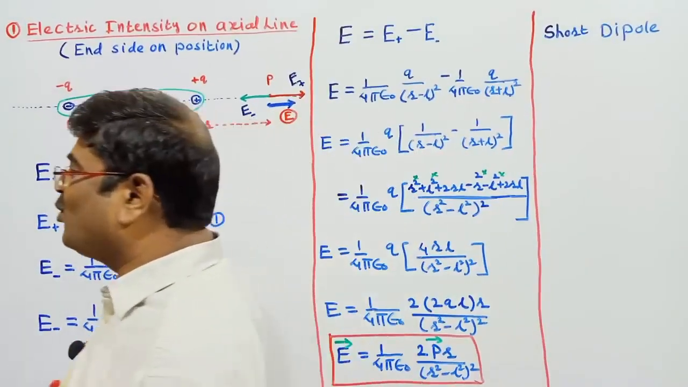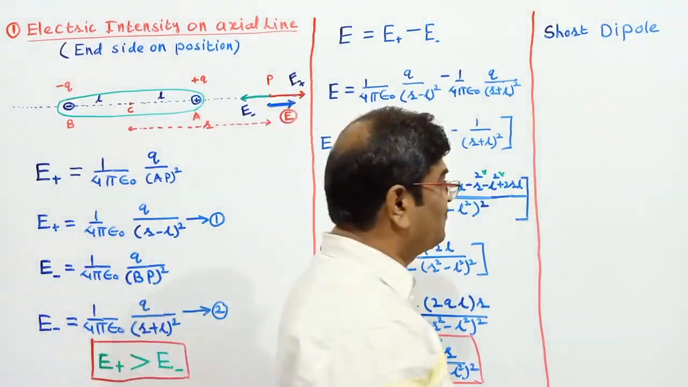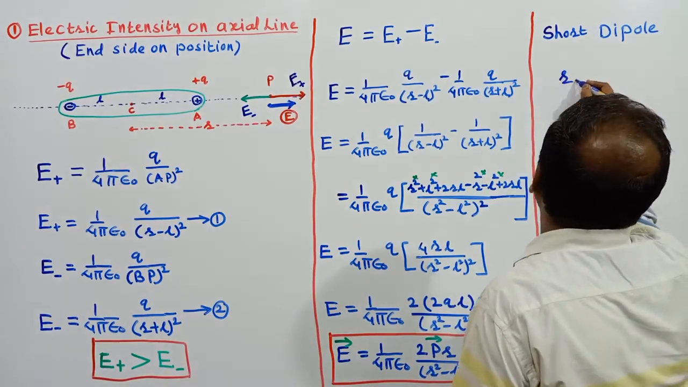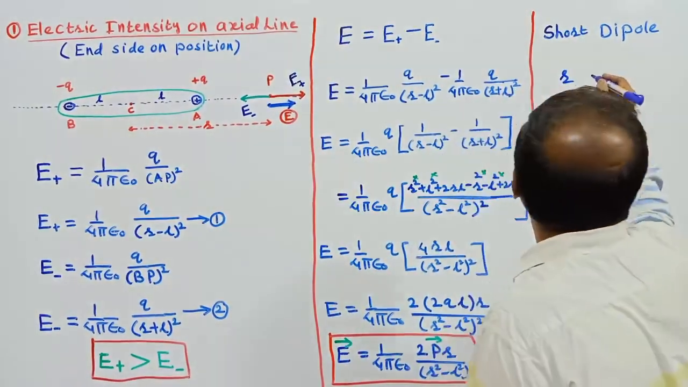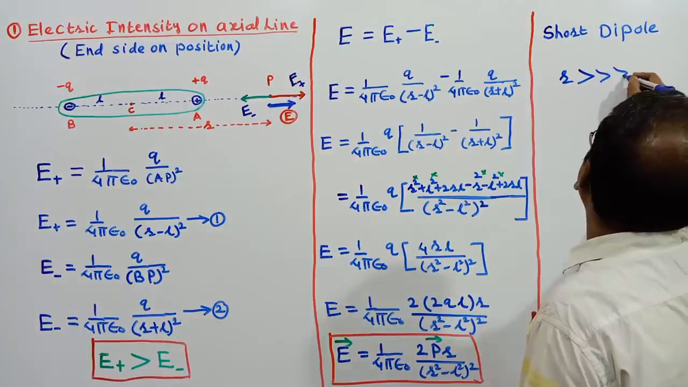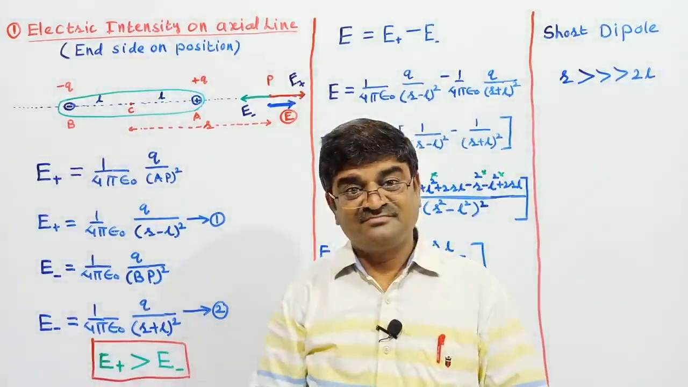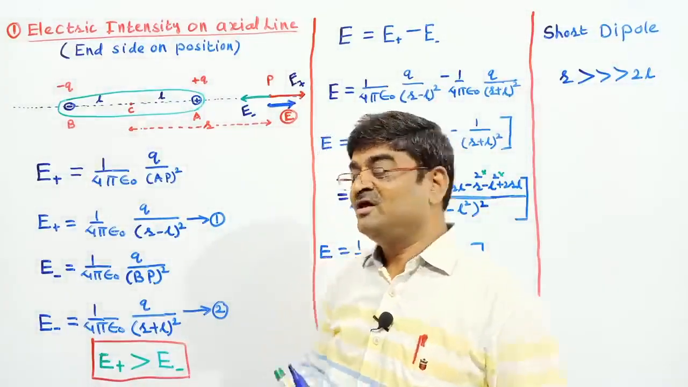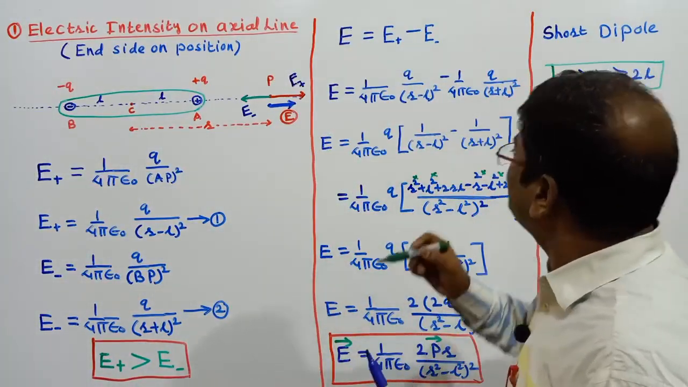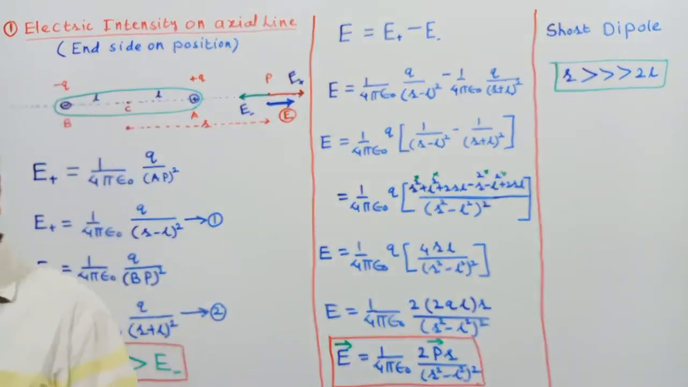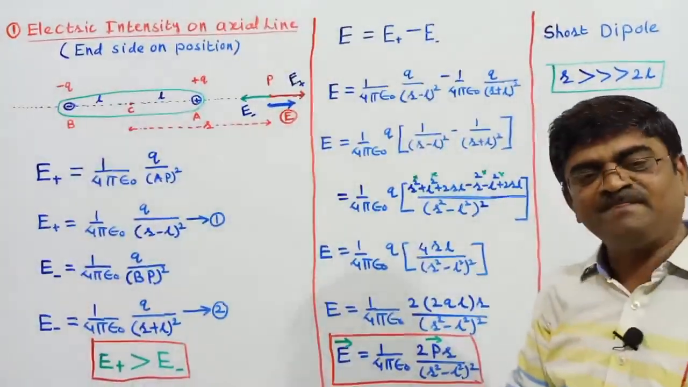A dipole is said to be short dipole if the distance of the point, when I am talking about point P, r, is very much greater than that of dipole length. Given dipole, it's said to be short dipole if this condition has been fulfilled. If this condition has been satisfied, we call it a short dipole.